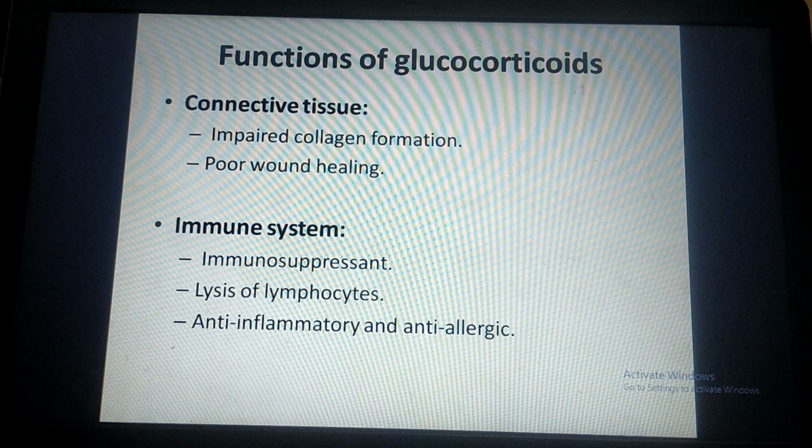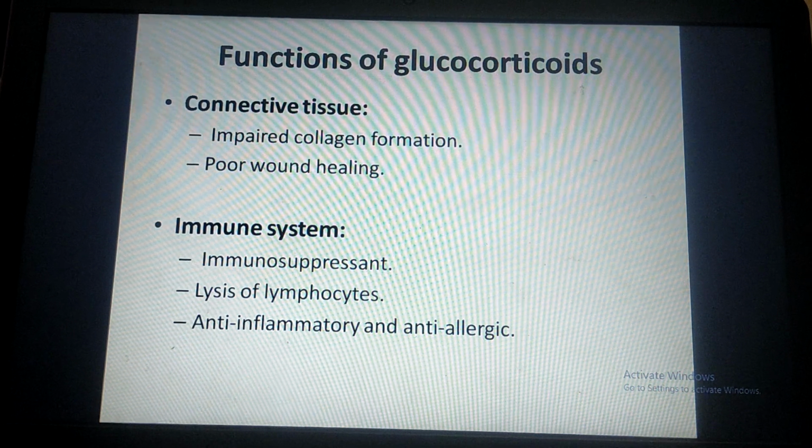Glucocorticoids suppress the immunity, so they are called immunosuppressant. They cause lysis of lymphocytes. Therefore, they can be used as anti-allergic drugs or anti-inflammatory drugs due to their effect on immune system.